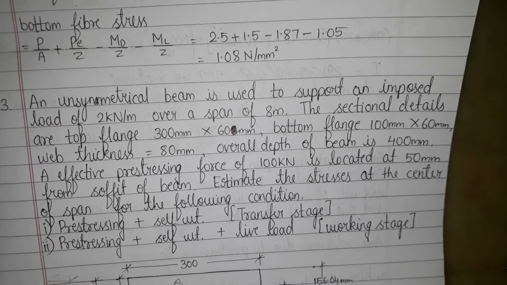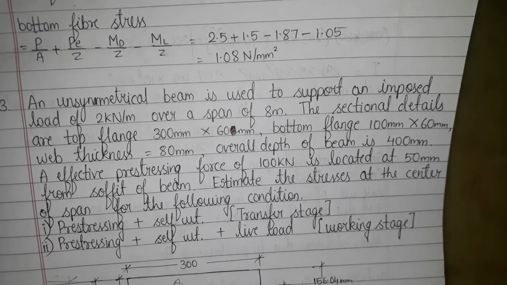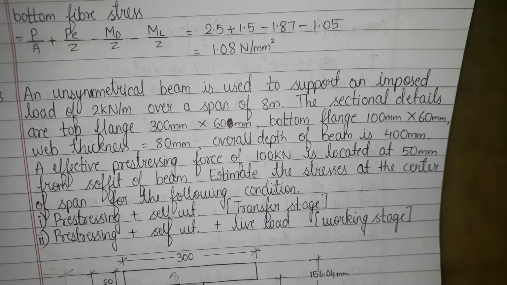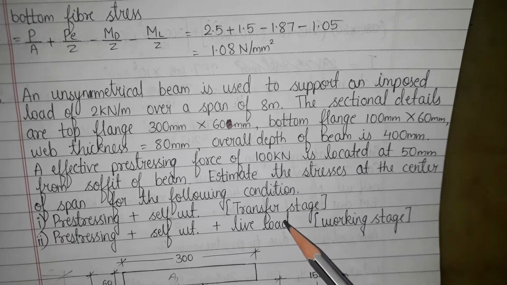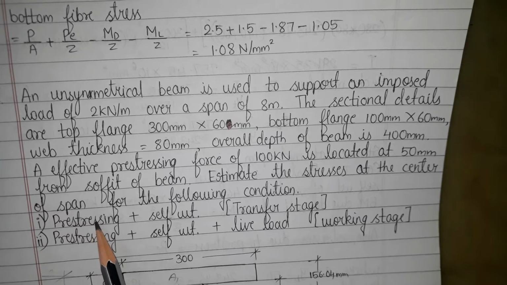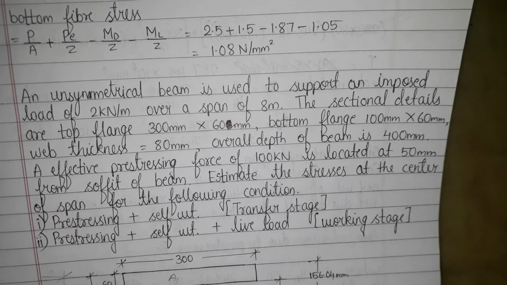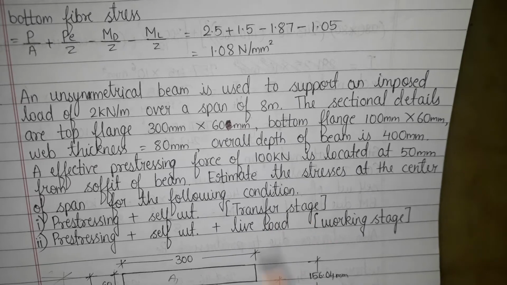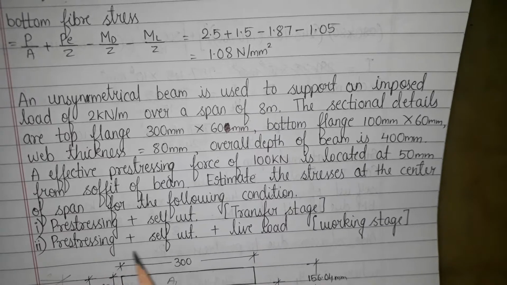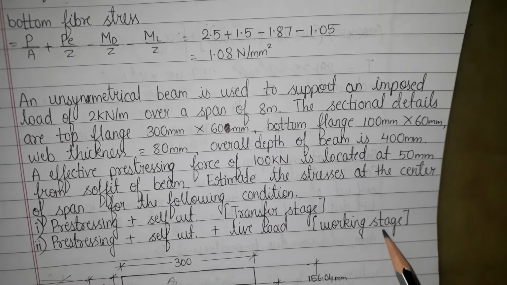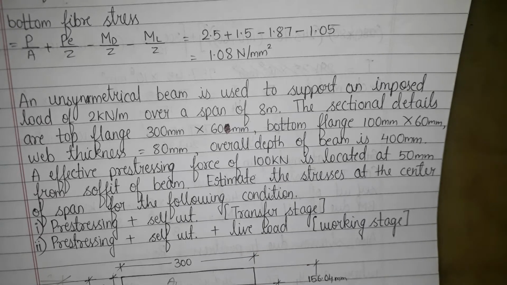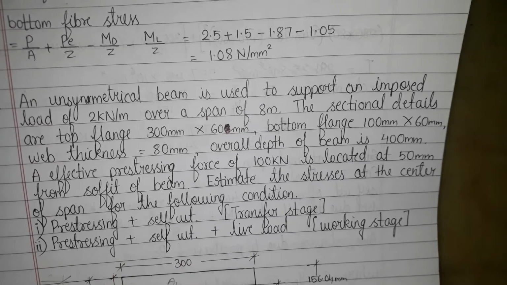So we have to find out the stresses at the center of span for the conditions. The first condition is only prestressing force plus self weight, that is the transfer stage. Either they may ask to calculate the prestressing force plus self weight, or if they ask for the transfer stage, it is the same, prestressing force plus self weight. Then one more is prestressing force plus self weight plus live load, that is the working stage. When the live load is considered, that stage is called the working stage.